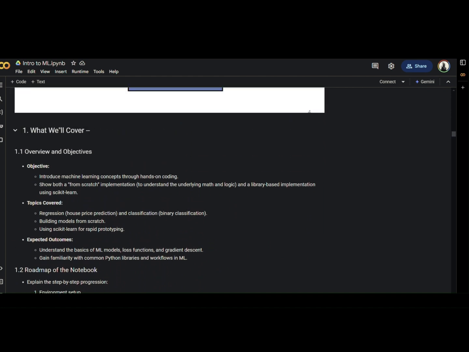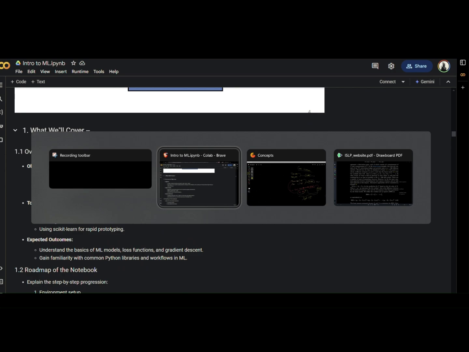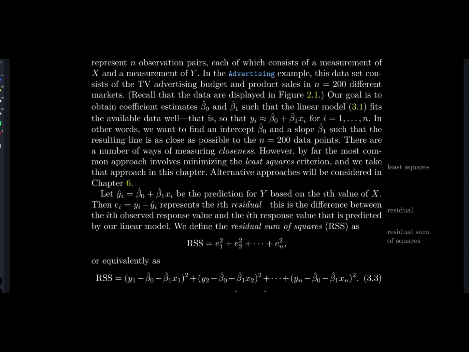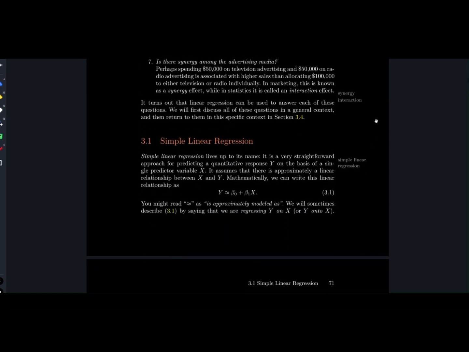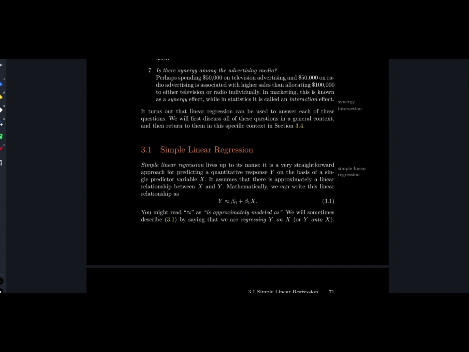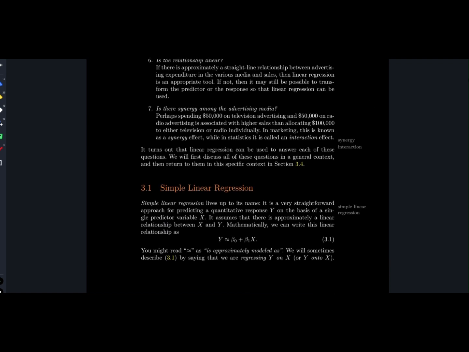There is also another book I would highly recommend to each and every one of you. This is the ISLP book, Introduction to Statistical Learning in Python. This is a very nice book. It is free and open source, and anyone can contribute to it.